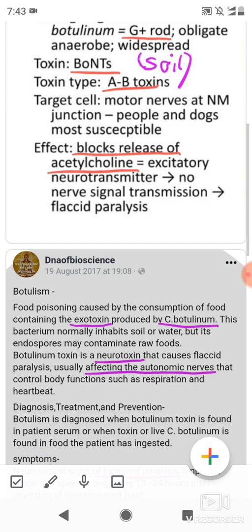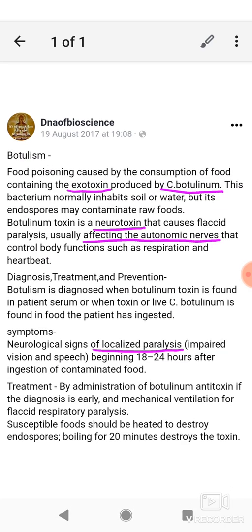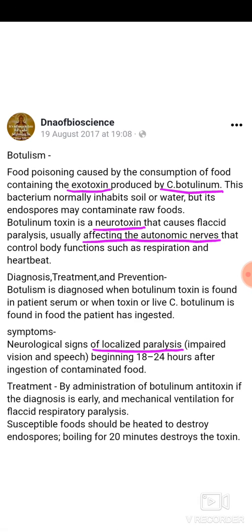So next are some points about botulism. This is from my AB page. Botulism is, as I said, food poisoning caused by the consumption of food containing the exotoxin produced by C. botulinum. This bacteria's habitat is mostly soil or water. It can produce spores, such as endospores, and it contaminates foods. The botulism toxin is a neurotoxin, as it affects the nerve cells and causes flaccid paralysis, usually affecting the autonomic nerves that control body functions such as respiration and heartbeat.